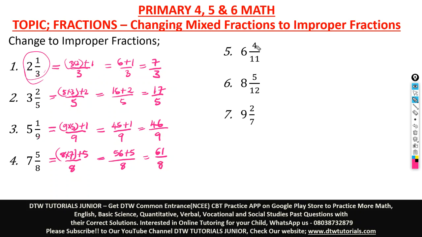Do you see that? Let's do number 5. So you have here 11, which will be our denominator. So 11 times 6, then plus 4. What is 11 times 6? That's 66. Remember, we put our 11 here, then plus 4. And what is 66 plus 4? That will give us 70 over 11. Do you see that? I'm sure this is quite easy and straightforward, right? Than changing improper fraction to mixed fraction.